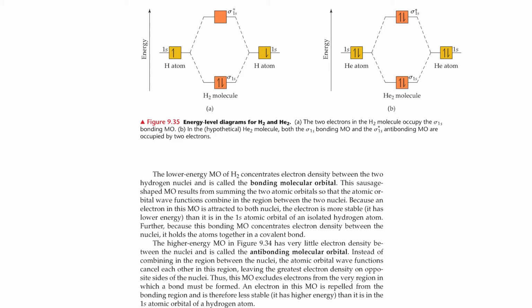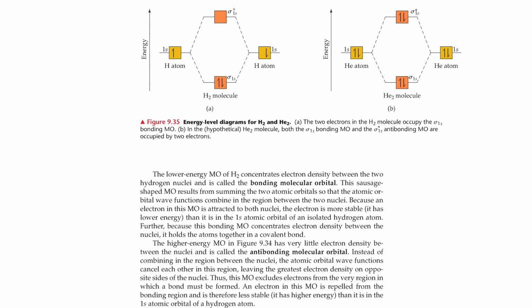The higher energy molecular orbital in Figure 9.34 has very little electron density between the nuclei and is called the antibonding molecular orbital. Instead of combining in the region between the nuclei, the atomic orbital wave functions cancel each other in this region, leaving the greatest electron density on opposite sides of the nuclei. Thus, this molecular orbital excludes electrons from the very region in which a bond must be formed. An electron in this molecular orbital is repelled from the bonding region and is therefore less stable.